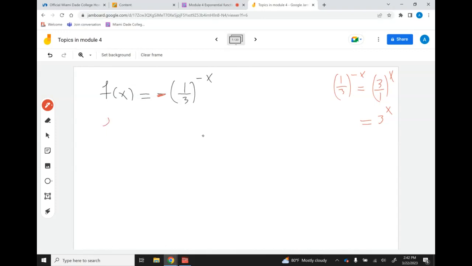Now, so what does that mean? It means then that what I need to graph is this. And that is easy to do, right? We can do that very easily. Let's do a table.